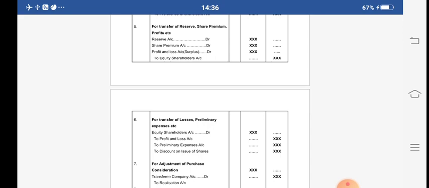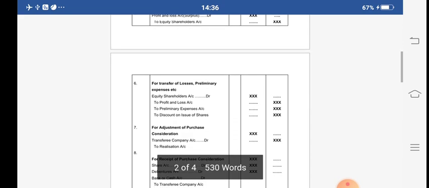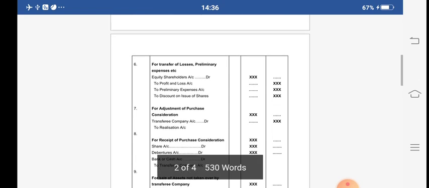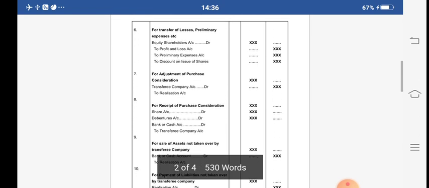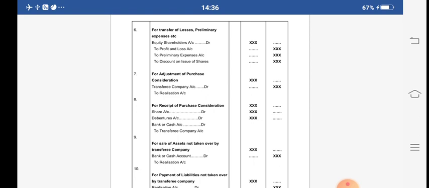Okay, so next, for transfer of losses, preliminary expenses, etc. At that time, how to pass the journal entries? So equity shareholders account debit, to profit and loss account credit, to preliminary expenses account credit, to discount on issue of shares account credit. Like this you have to pass the journal entry.